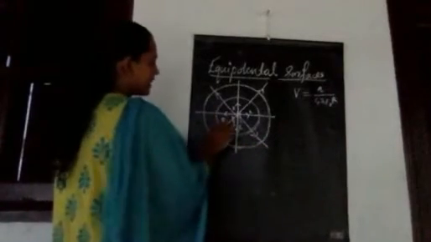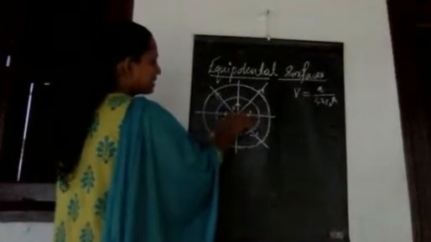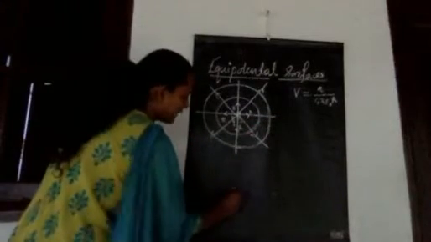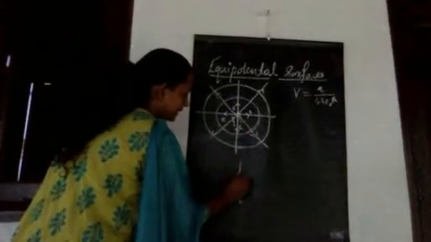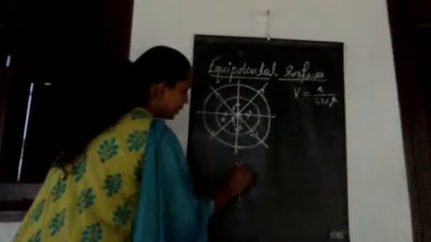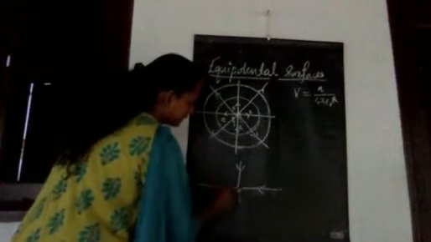If it is a plus Q charge, you can show the electric field lines directed outward, but if it is a minus Q charge, we know that the electric field lines end on the charge, like this.